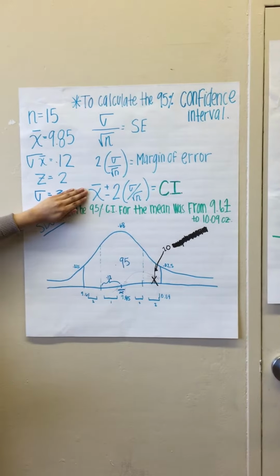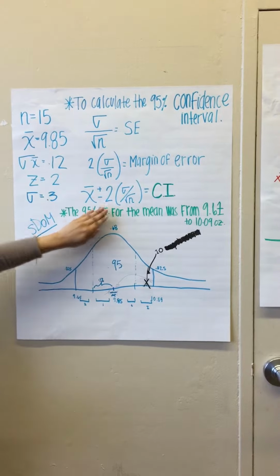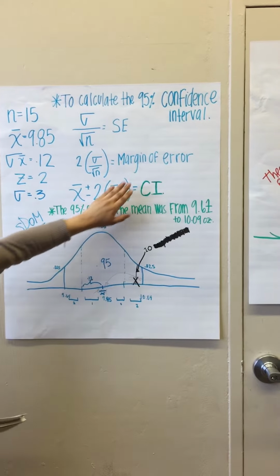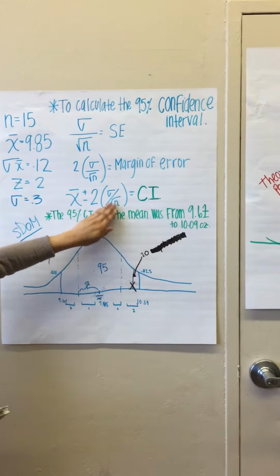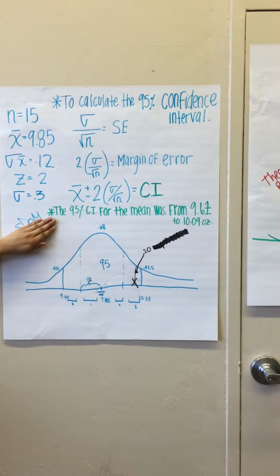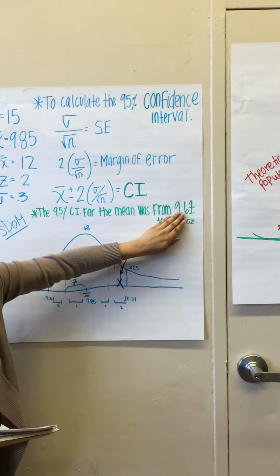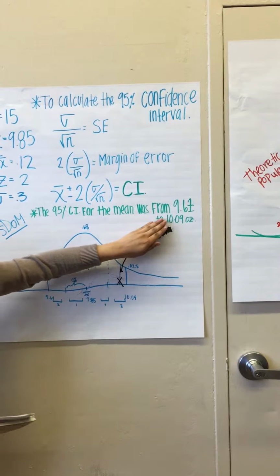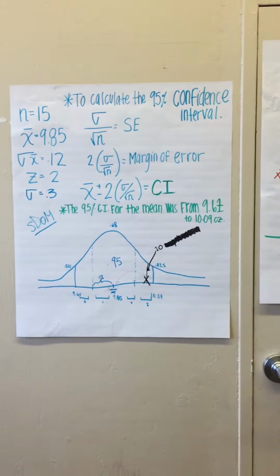Now, here's the formula for the confidence interval: the sample mean, which is 9.85, plus or minus the margin of error, which is 2 times sigma divided by the square root of n. And that's how we got our 95% confidence interval for the mean, which was from 9.61 to 10.09 ounces. And here is the logic behind our calculations.